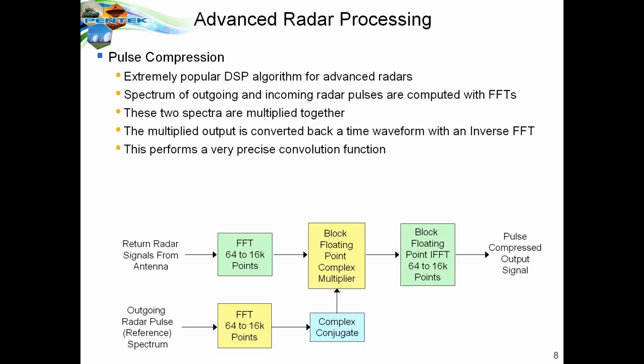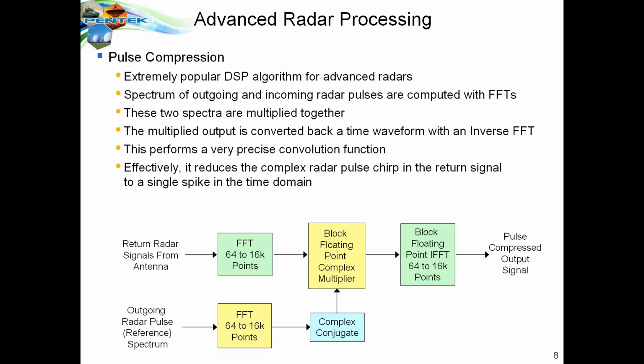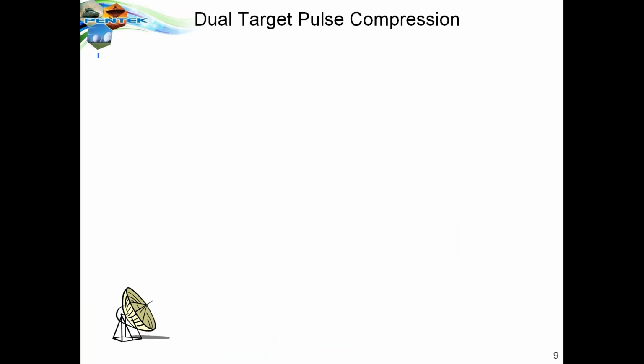The result is mathematically equivalent to a very precise convolution function. Effectively, what it does is it reduces the complex radar pulse chirp in the return signal to a single spike in the time domain. In fact, Pentek developed and sold a pulse compression core for Virtex 4 in 2004.